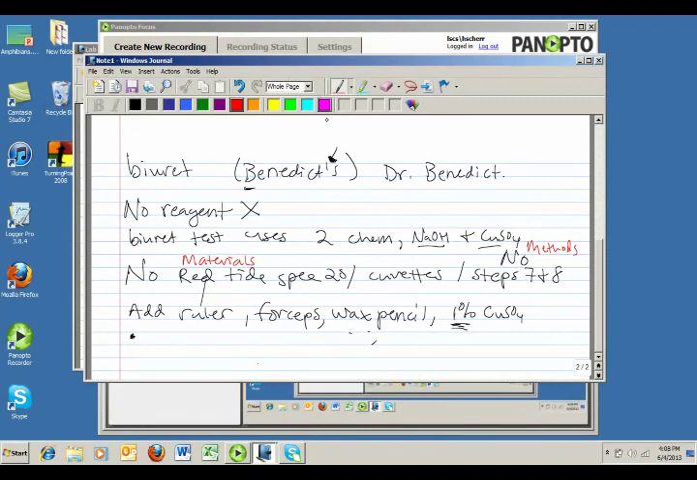Okay? And additionally, what you need to add is a ruler, because when we do the biuret test, we're going to do the same 3 centimeters, 6 centimeters measurement that we did for the Benedict's. And there'll be 3 of the solution to be tested, and 3 more up to 6 centimeters of your sodium hydroxide. Then you're going to add 10 drops of the copper sulfate.